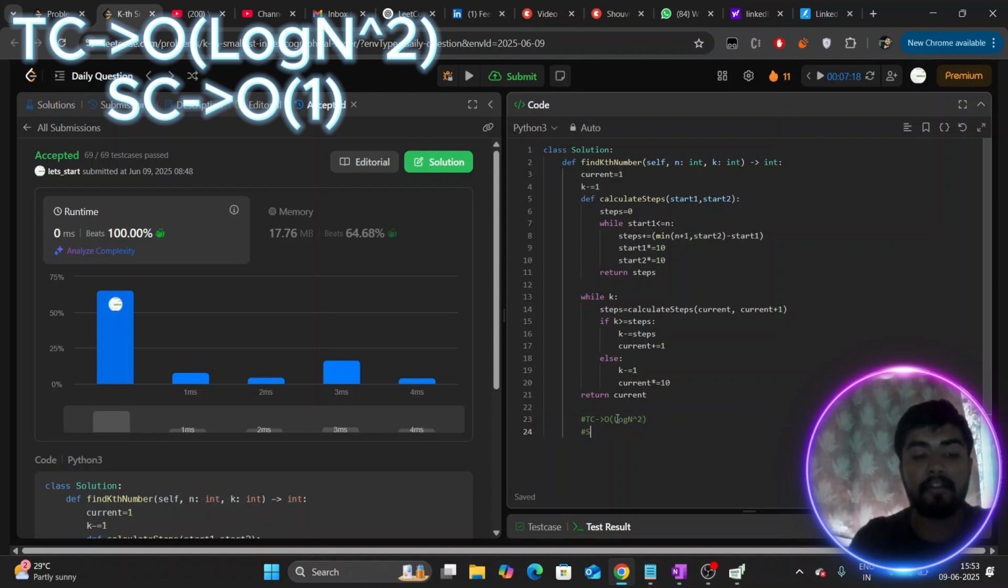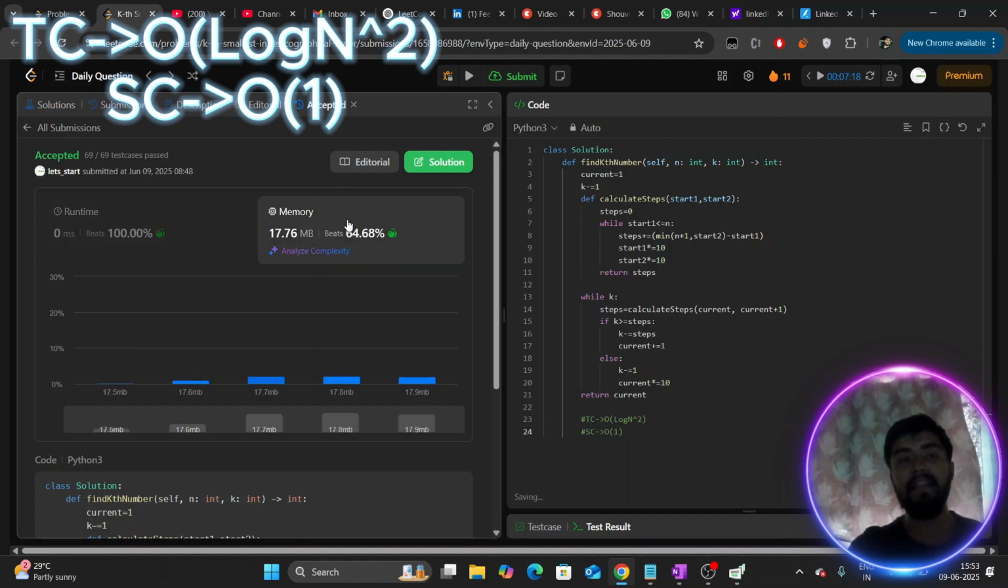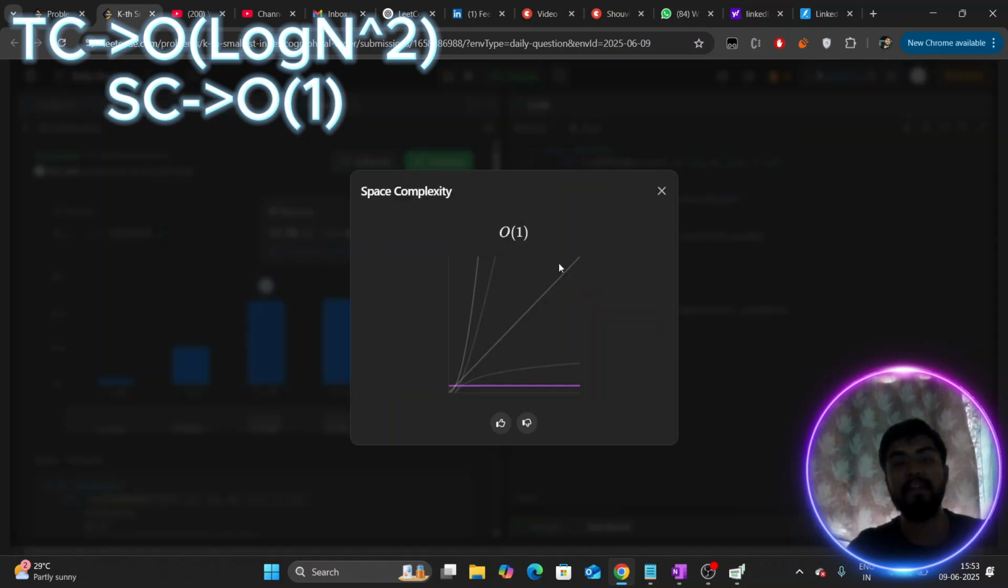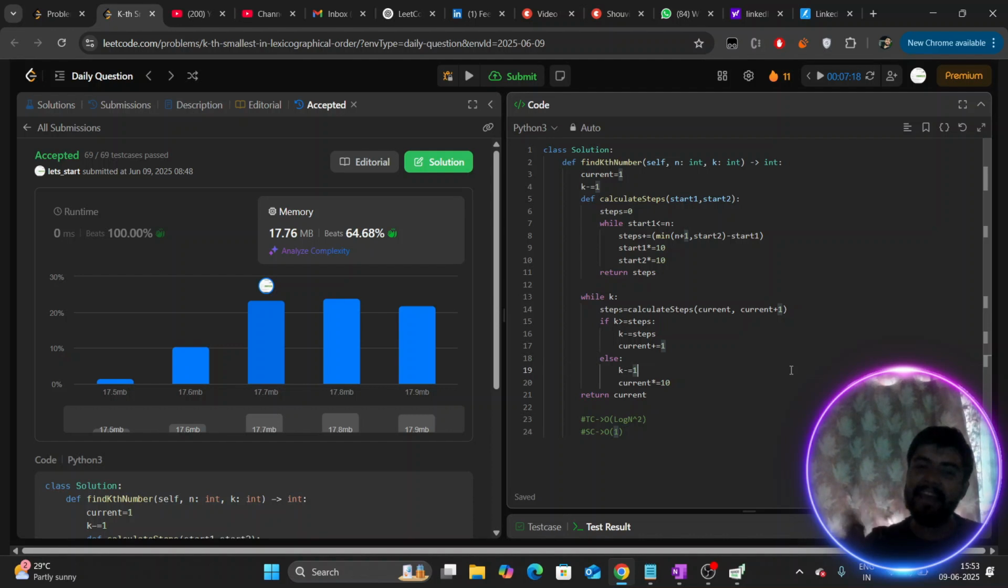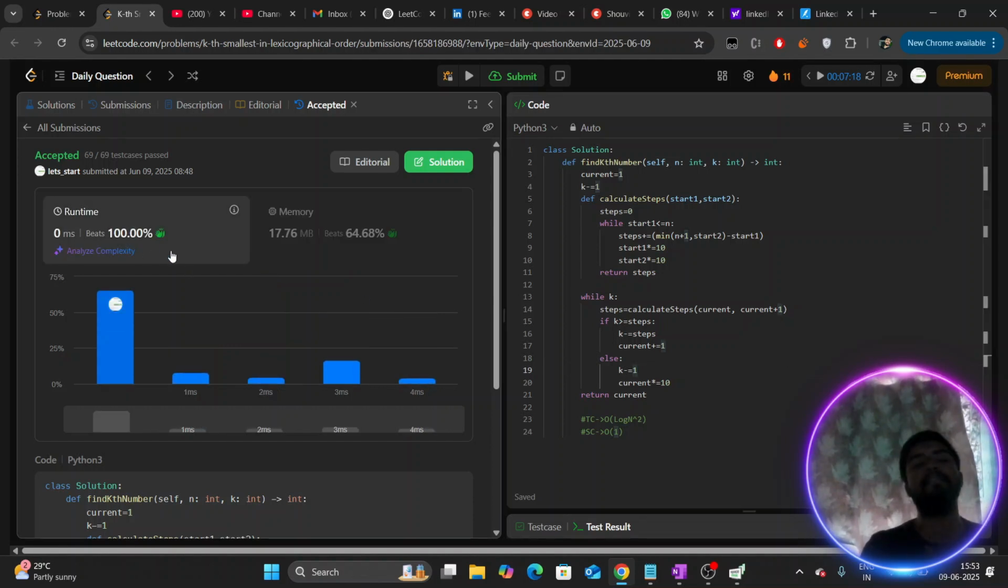And space complexity. Do you guys see we are using any extra space? No. That is big O of 1 for sure. Maybe we can check. Yes, it is big O of 1. So yes, guys, that is the most optimized time and space complexity you can achieve for this particular problem, and you can see our submission is 100% faster than all submissions on Leetcode, and it is indeed the most optimized submission.